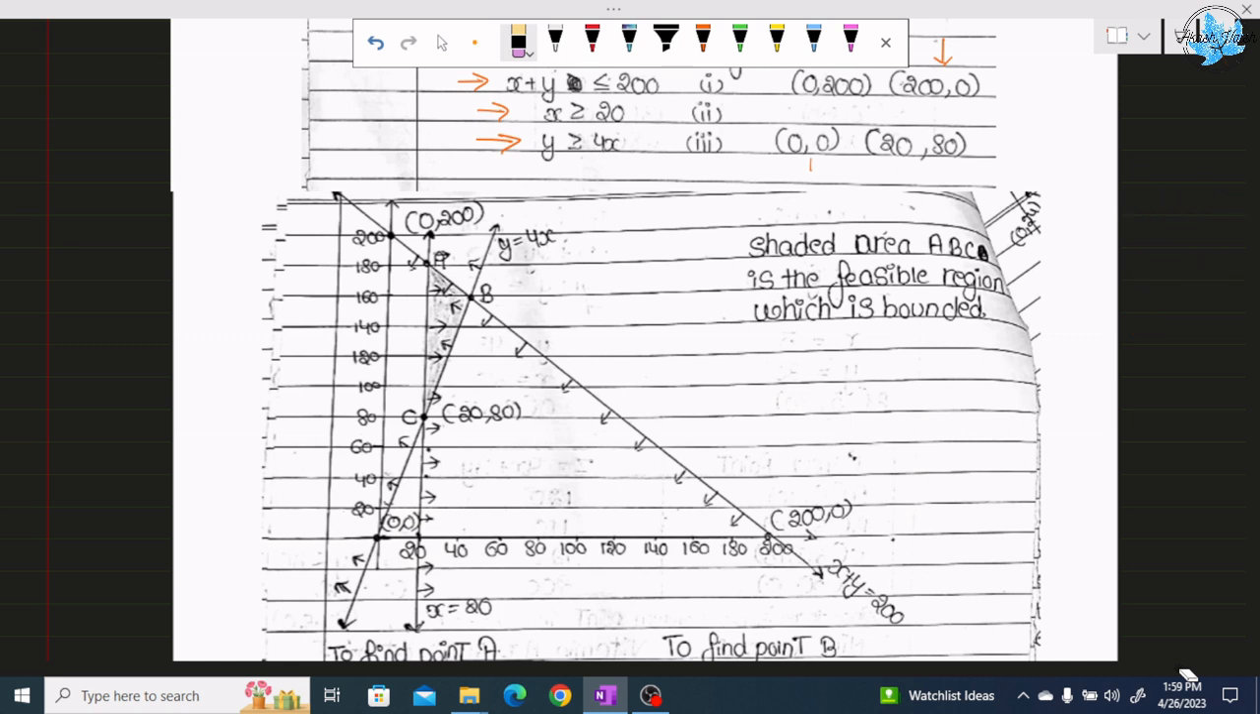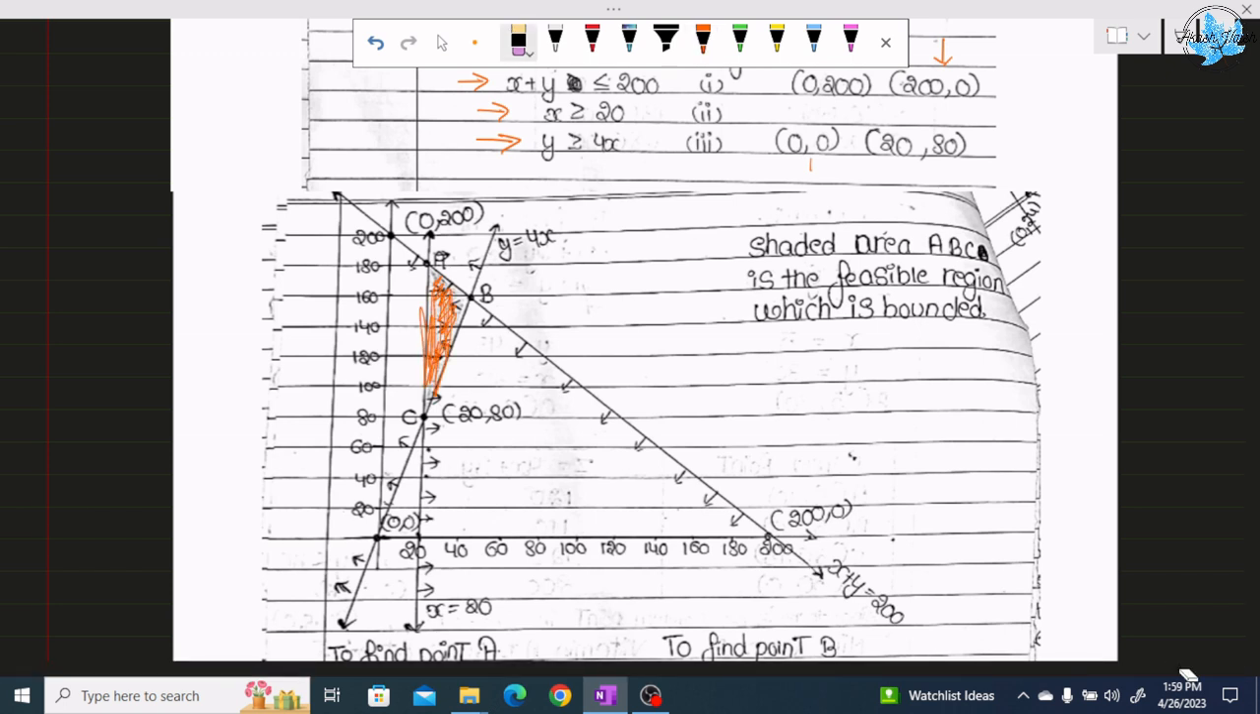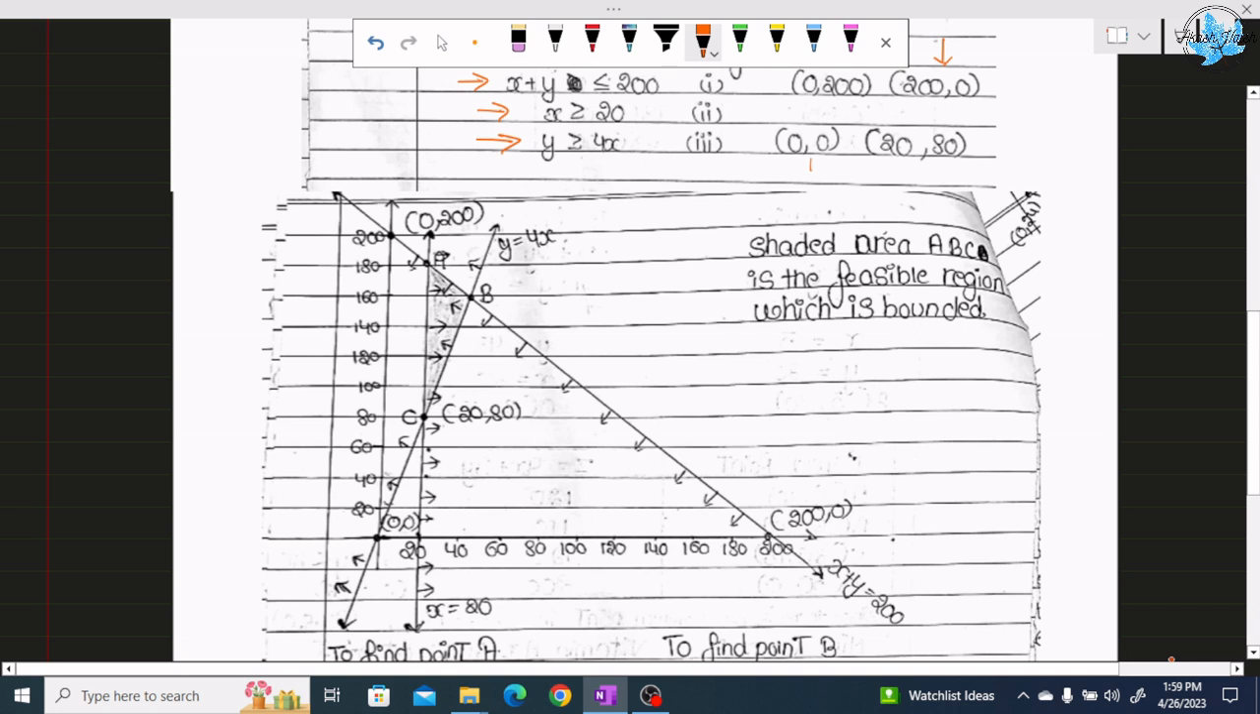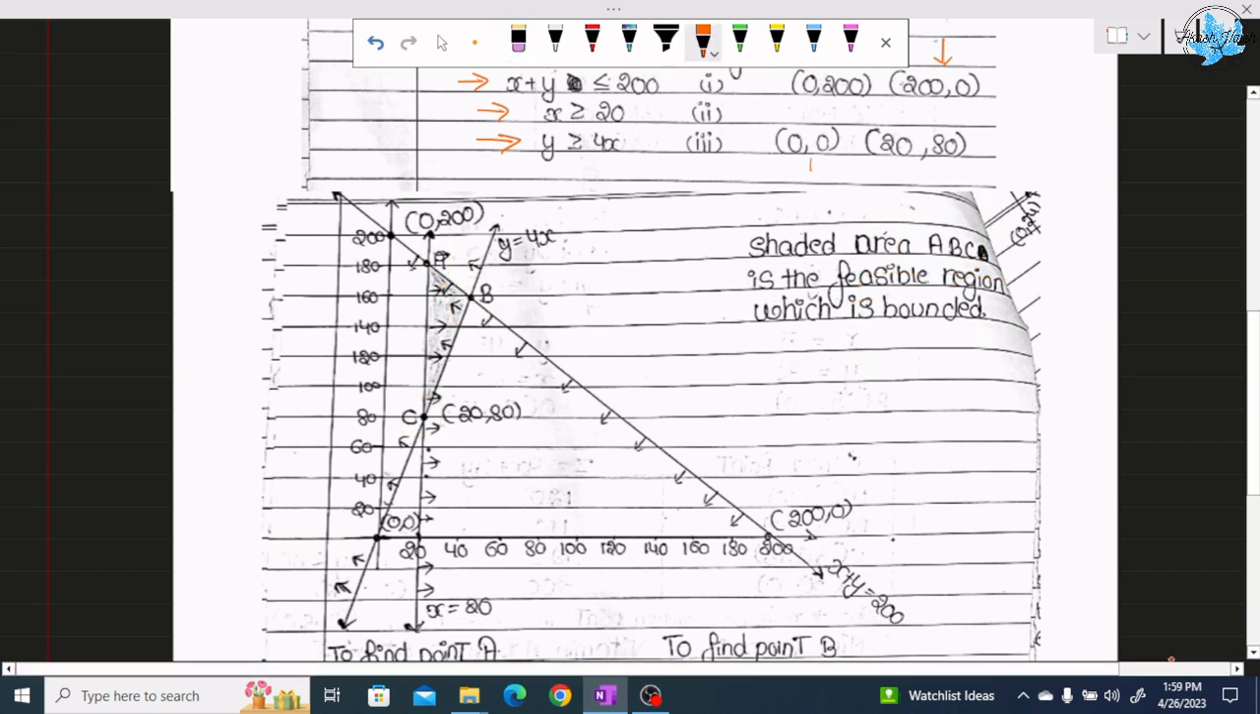Now we have to see the common area. So the common area which comes in the shaded area is this. So this is the shaded area and we can see that it is bounded. If it is bounded, then we will consider the points A, B and C. The shaded area A, B, C is the feasible region, which is bounded. So it is bounded from all sides and it is a feasible region. So we will get the answer.